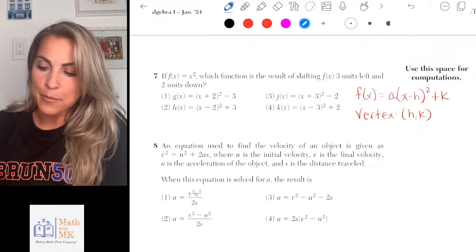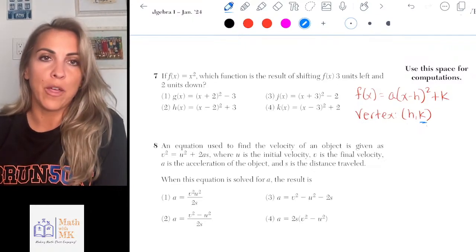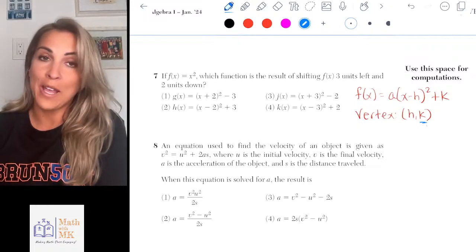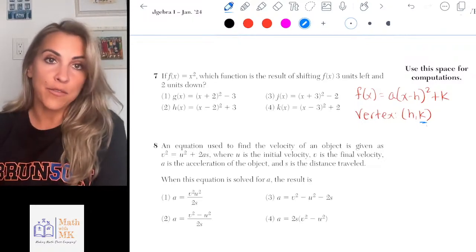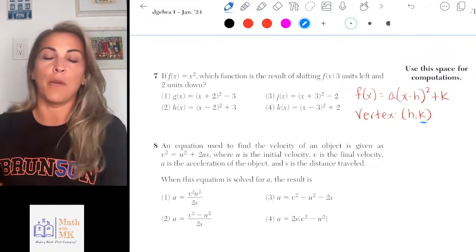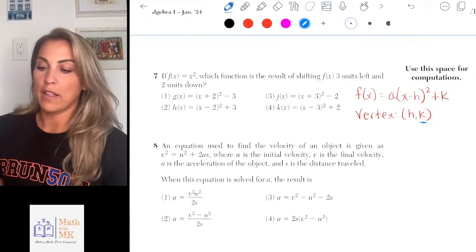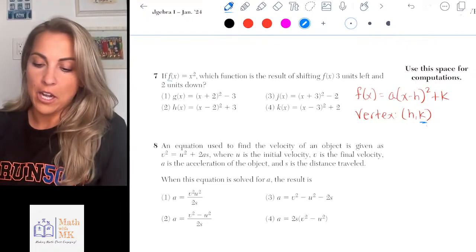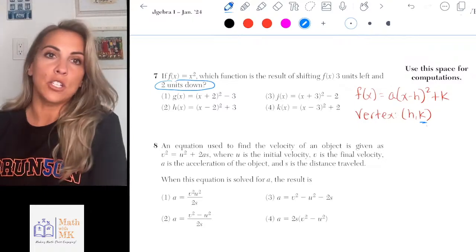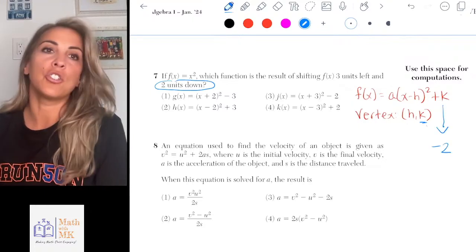Notice that k is responsible for our vertical shift, whether the parabola is going to move up or down. If we add something outside of the parentheses where the x is, it's going to shift the parabola upwards. If we subtract, it's going to shift it down. When I look back at my problem, I see that 2 units down is the shift they want us to make. So that means k is going to be a -2.